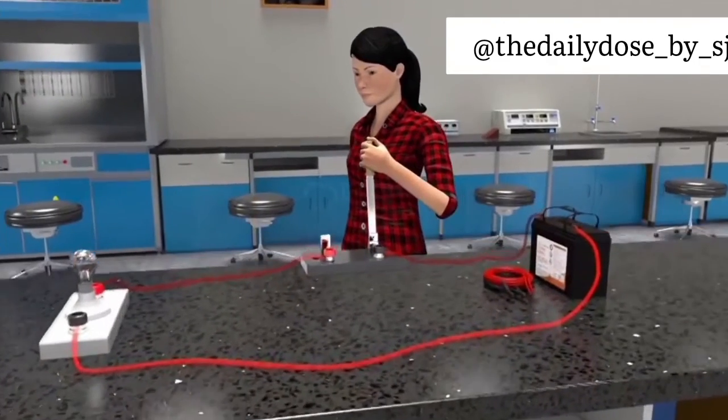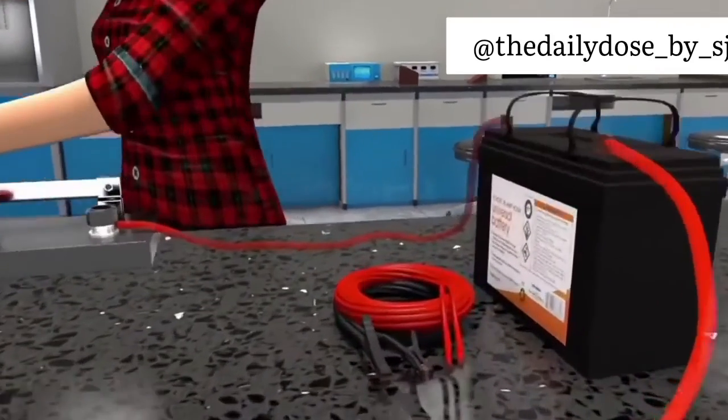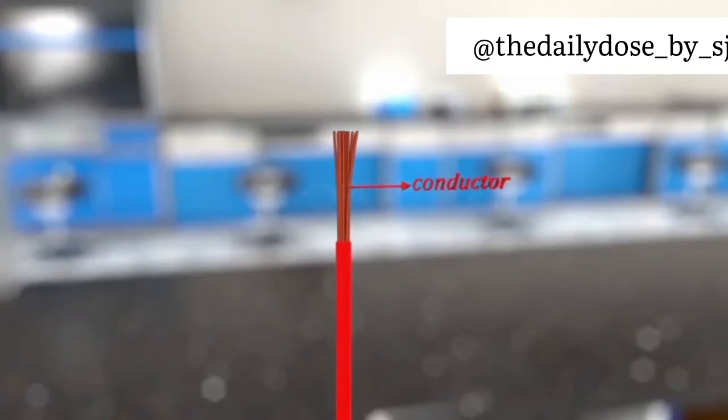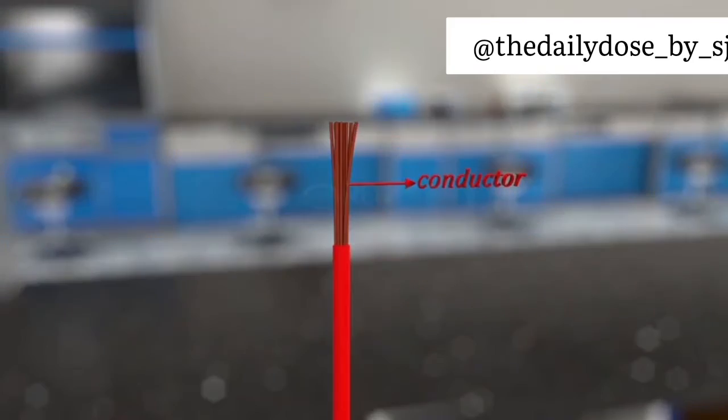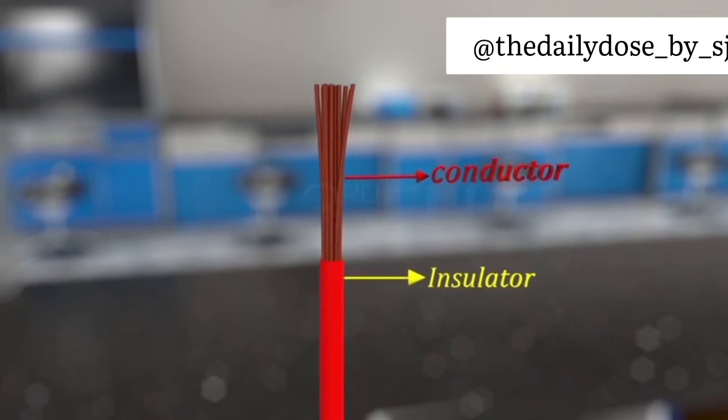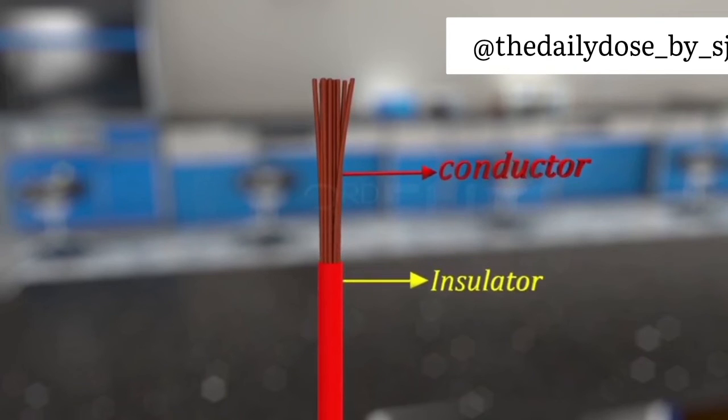If you look at a wire carrying current, the inner part of the wire carrying current is usually found to be copper. The outer part of the wire is usually plastic, which is an insulator. It stops current from escaping the conductor.